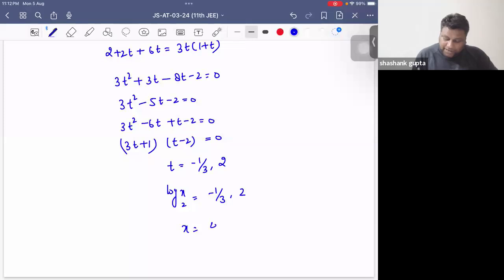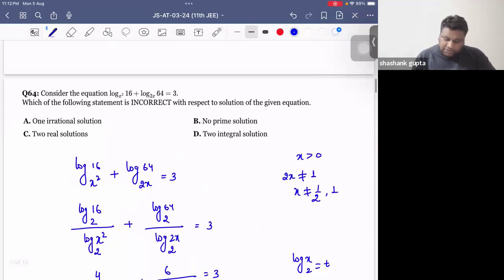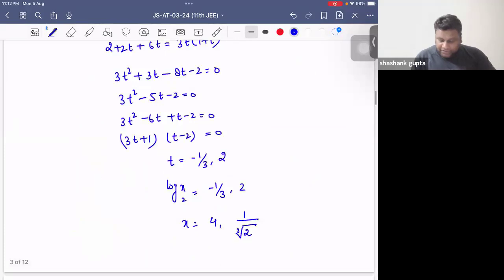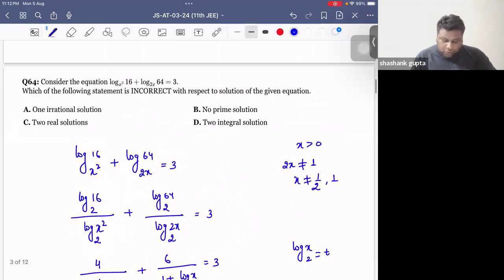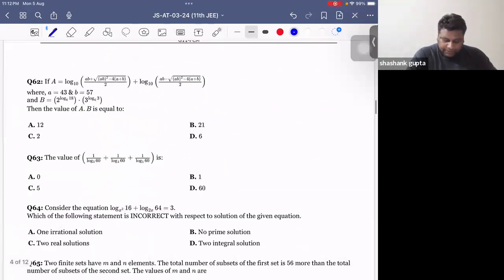So x is what? Either x is 4, 2 to the power 2, or x is 1 upon cube root of 2. Now if I see the options, one irrational solution, it is no prime solution, definitely no prime solution. Two real solutions, it is two integral solution. This is incorrect. There is only one integral solution.